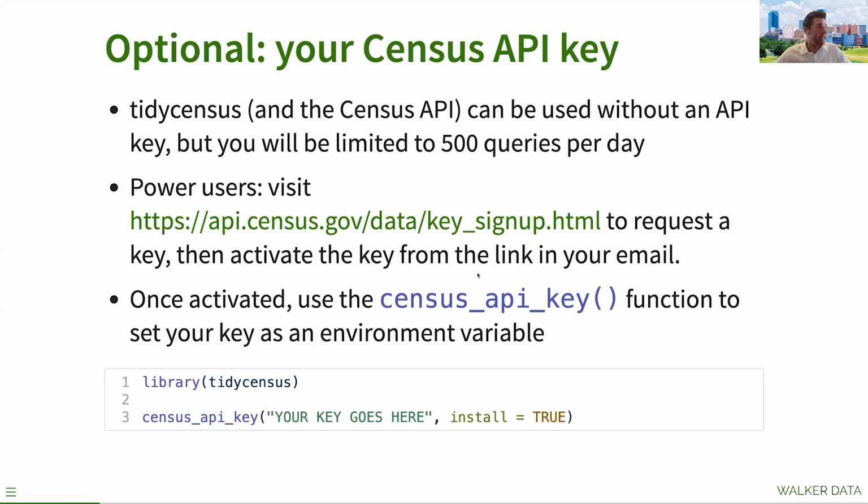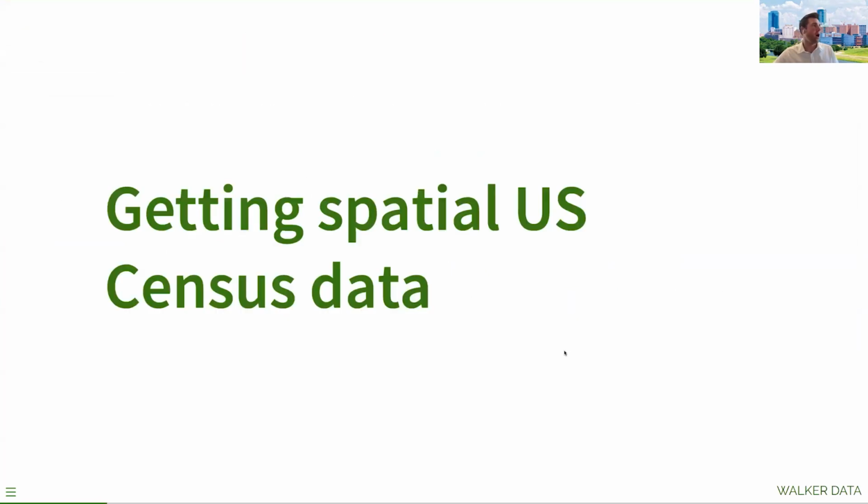Once you've activated your key, you can use the Census API key function to set that or install it in our environment. And if you specify the argument install equals true, then R will remember your key for the purposes of future sessions. All right, let's talk about the good stuff, getting spatial census data.